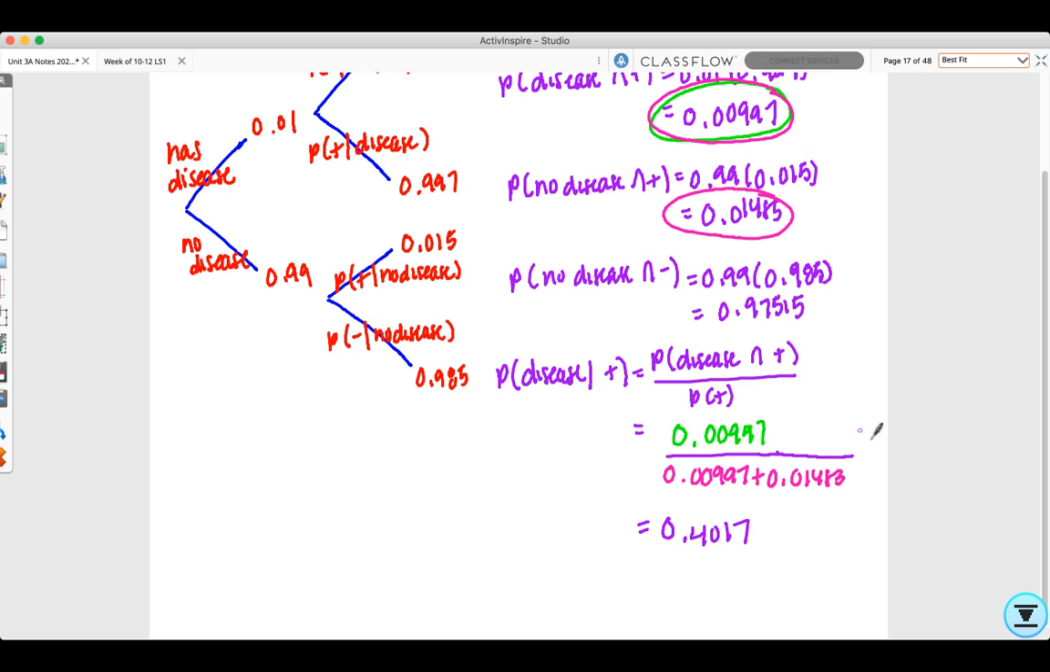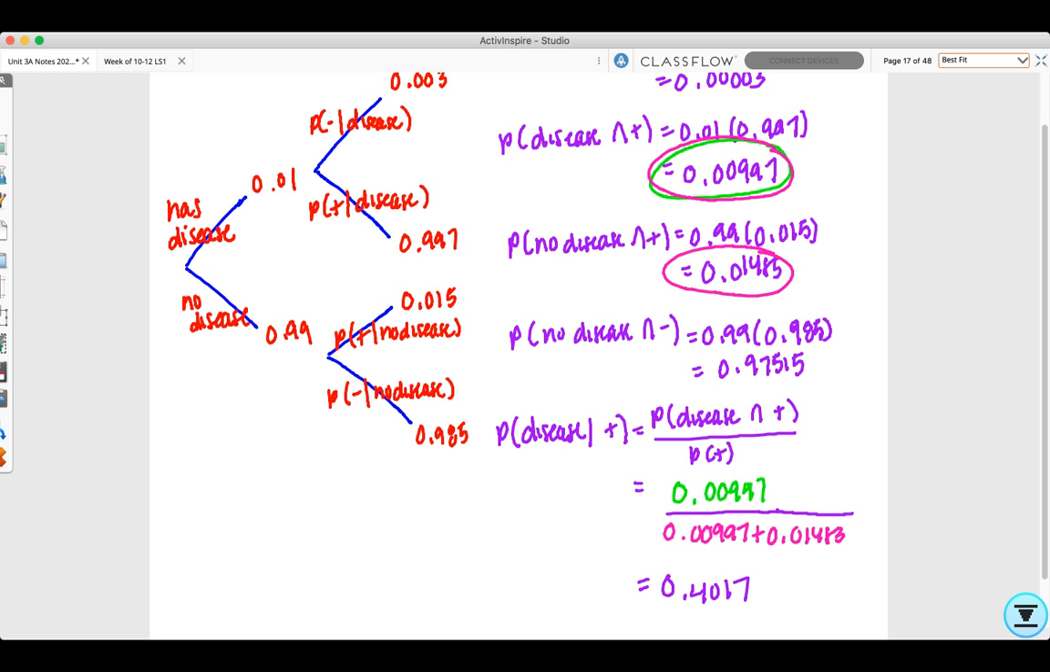So the probability that David has the disease, given that the test was positive, would be about 40%. So should he be in a panic? What is your opinion on that? Please be ready to share that with me when we have class on Thursday or Friday. You could also go ahead and look at number 35 and 37 and try those on your own before class, or you can also wait until class.